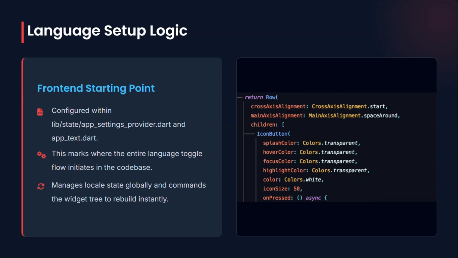Language setup logic. This is the starting point of the localization system. When the user changes the language, the application updates the global locale and rebuilds the user interface using the notify listener method. This selected language is then shared with the backend so that both the UI and API responses remain synchronized.